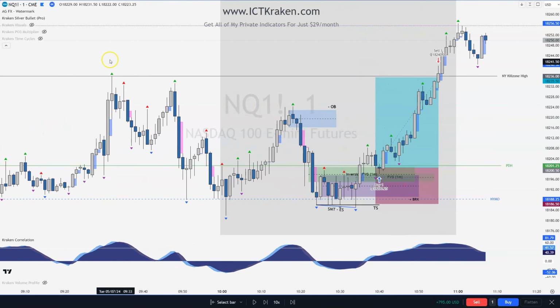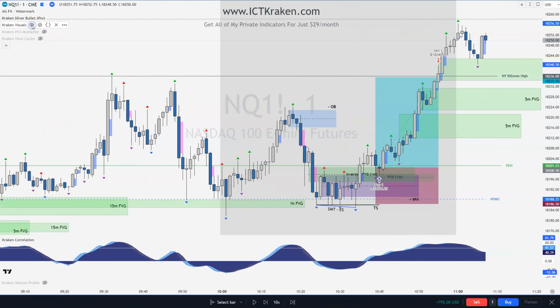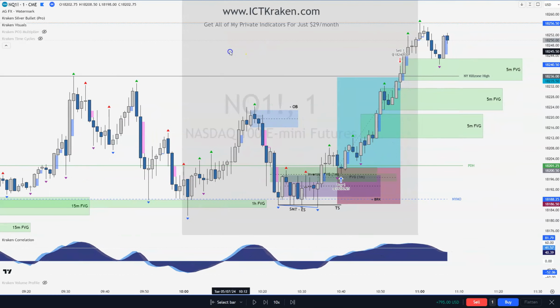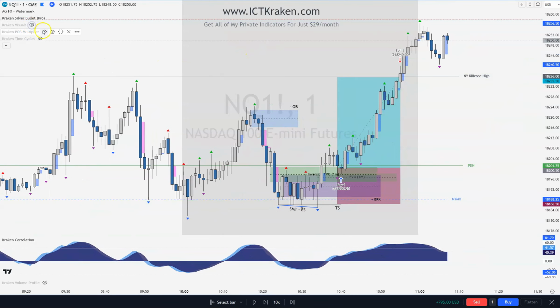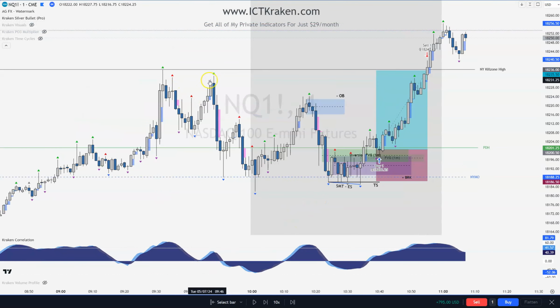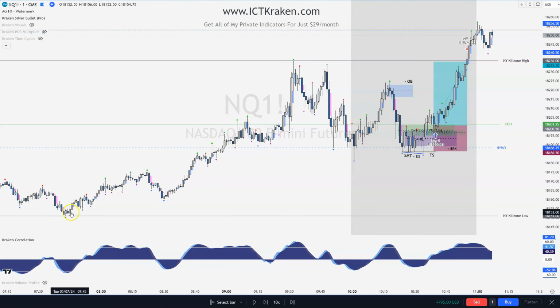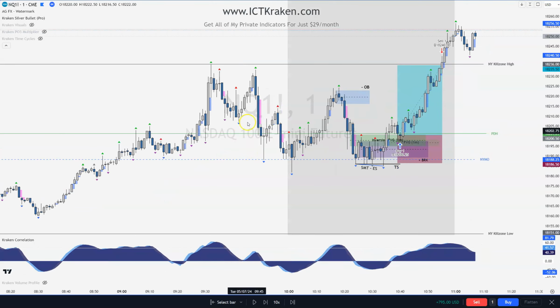All right, so let's look at the Kraken Visuals, what it showed. Okay, it has a lot of stuff there. Didn't have that on. Power 3 multiplier. I'm not going to show that right now. Let's show the time cycles. We had no SMT, no reason to go short. It's just kind of in this range right here. But price was obviously bullish this morning. But there's no reason for us to think this is a smart money reversal. It was just a pullback.